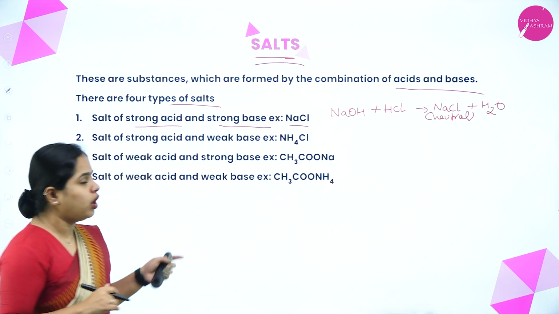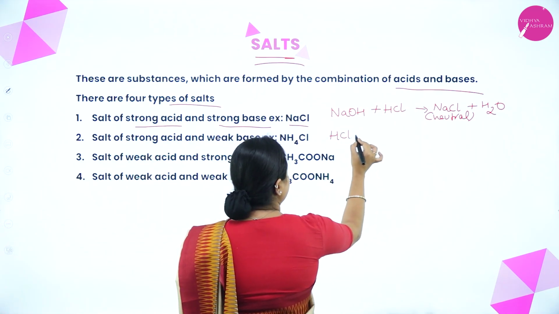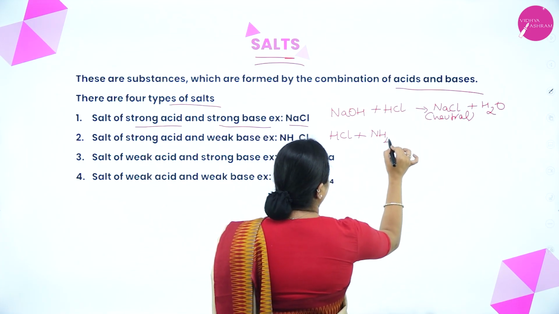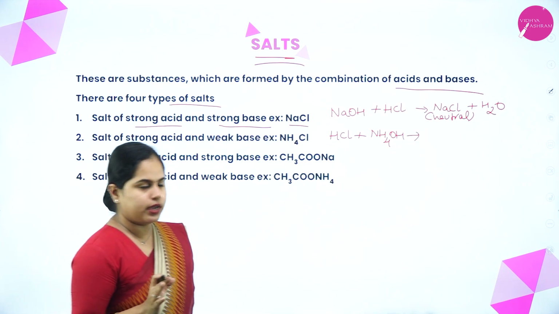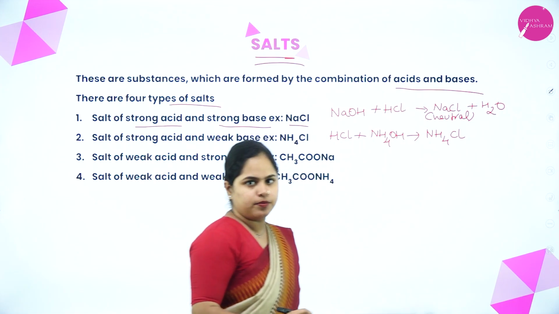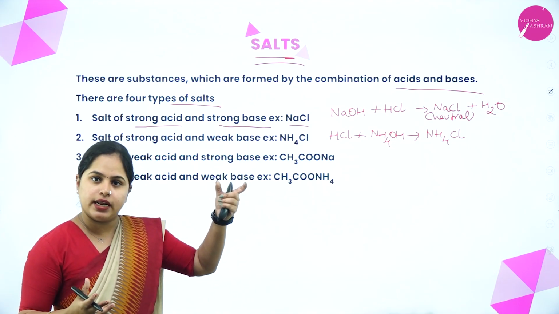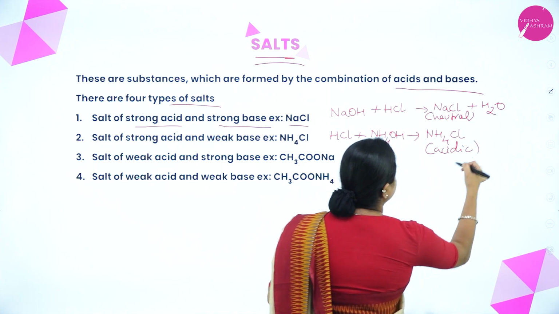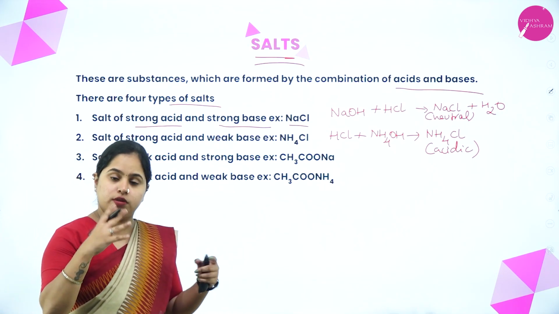Coming on to the next one, a salt of a strong acid and weak base. The strong acid again is HCl, and the weak base is ammonium hydroxide. Ammonium hydroxide is a weak base, HCl is a strong acid. So what is the salt you are going to get? It is NH4Cl, and water will be there. Ammonium chloride is the salt. As it is made of a strong acid and weak base, this salt will be an acidic salt, because the acid is stronger. The first one, both of them are strong, so it is a neutral salt.